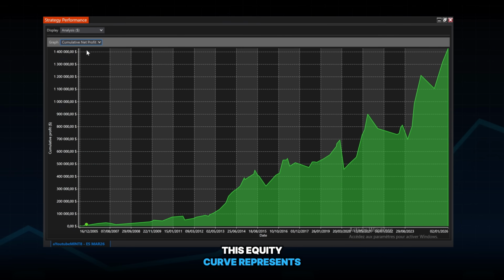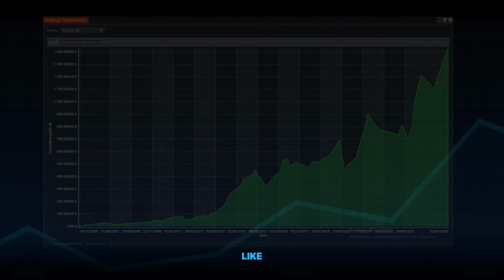This equity curve represents the cumulative net profit generated by the model, built trade after trade, year after year on unseen market data. You'll notice it's not smooth, and that's a good thing. The pullbacks reflect real market conditions, not overfitted behavior. What matters is that the curve keeps making higher highs over time, with drawdowns that stay within predefined risk limits. This is what long-term robustness actually looks like.